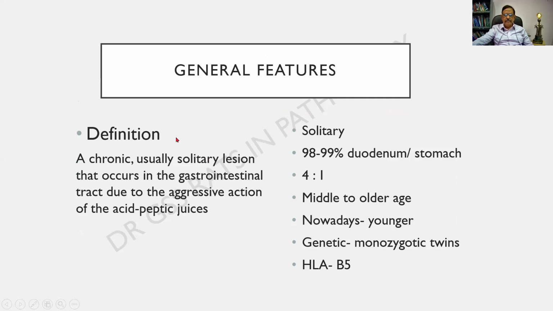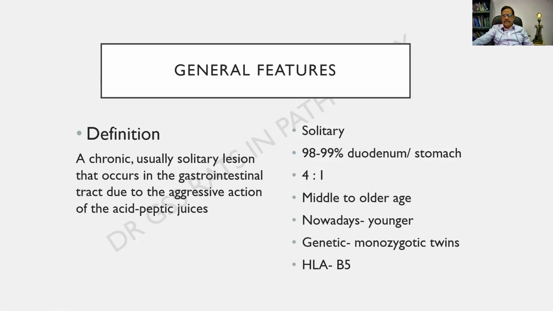What is the definition? It is a chronic, usually solitary lesion that occurs in the gastrointestinal tract due to the aggressive action of the acid peptic juices. I repeat, a solitary lesion that is due to the aggressive action of the acid peptic juices. And what are the features? It is usually solitary, but rarely there can be two, and in very rare cases there can be multiple ulcers. We shall see.